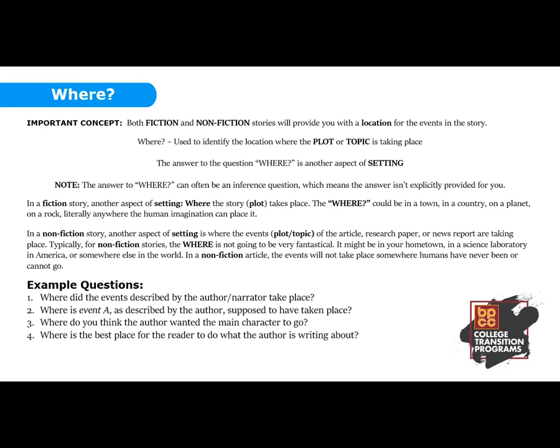In nonfiction, the setting, the where, is going to be here on Earth, less fantastical, not made up. Where did the events described by the author take place? That's an example of a guiding question for you to use while you're reading.